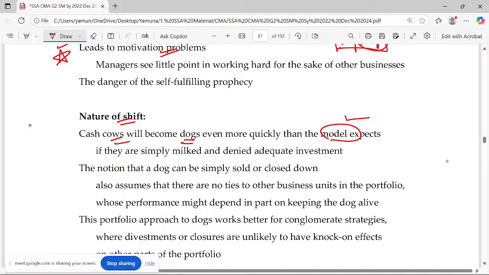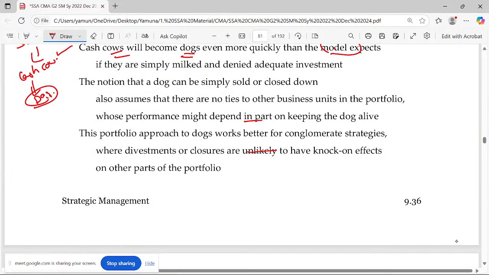You might be working as a star, and you may be working for a long period to become a cash cow to generate money, but soon after it is generating money, it becomes a dog. So which we did not expect at all in our life cycle. So that's again a problem. Okay, so you can just go through.